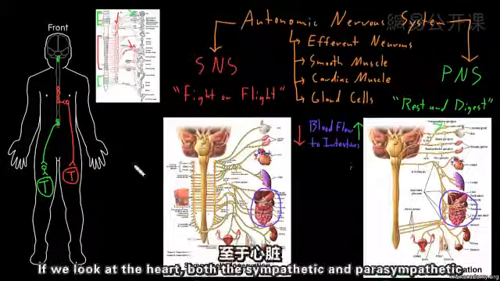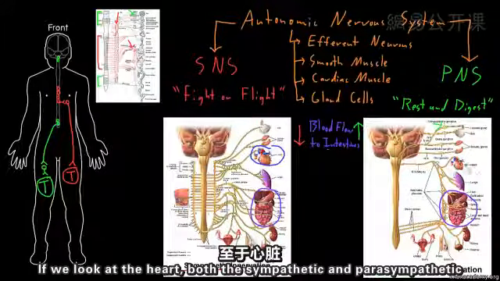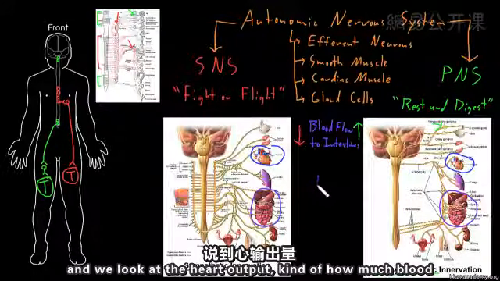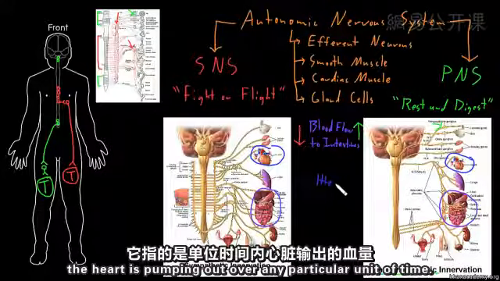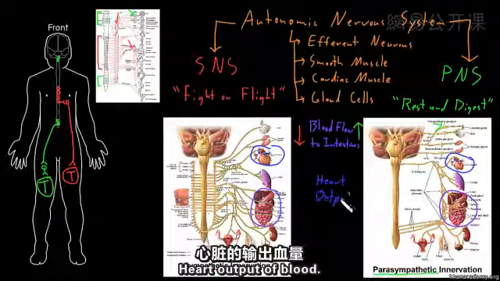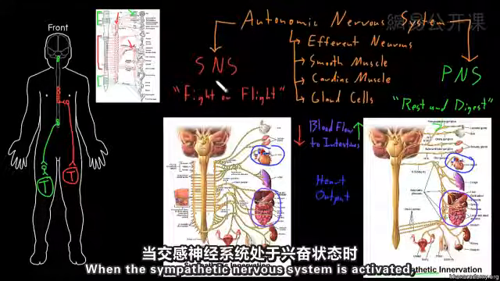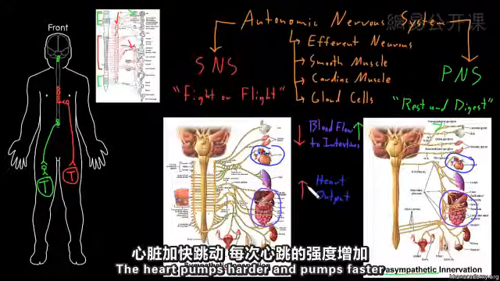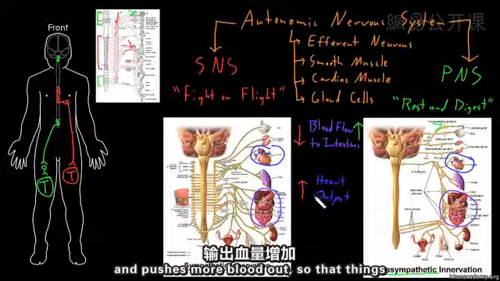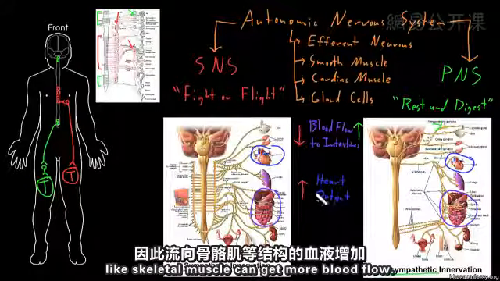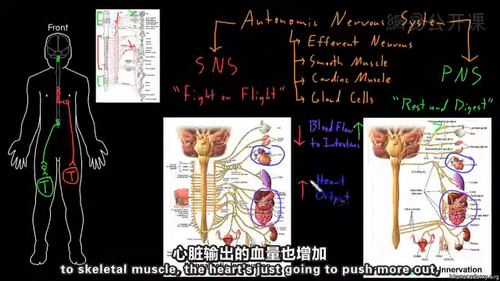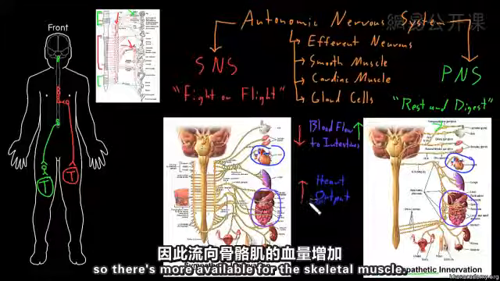If we look at the heart, both the sympathetic and parasympathetic nervous systems innervate the heart, and we look at the heart output, kind of how much blood the heart is pumping out over any particular unit of time. When the sympathetic nervous system is activated, the heart output increases. The heart pumps harder and pumps faster and pushes more blood out so that things like skeletal muscle can get more blood flow. In addition to diverting blood flow from the intestines to skeletal muscle, the heart's just going to push more out so there's more available for the skeletal muscle.